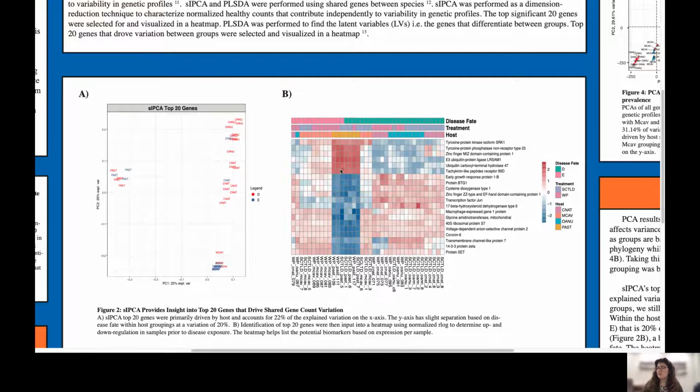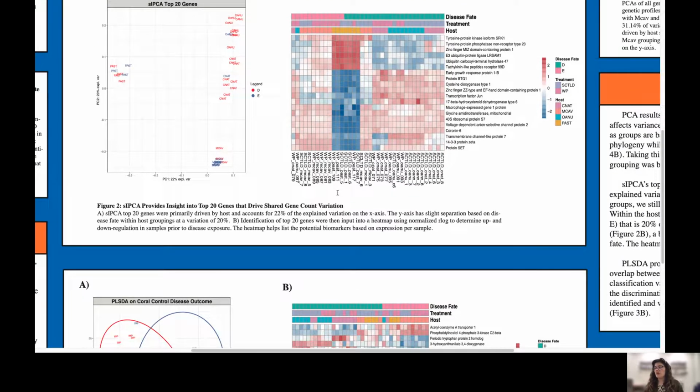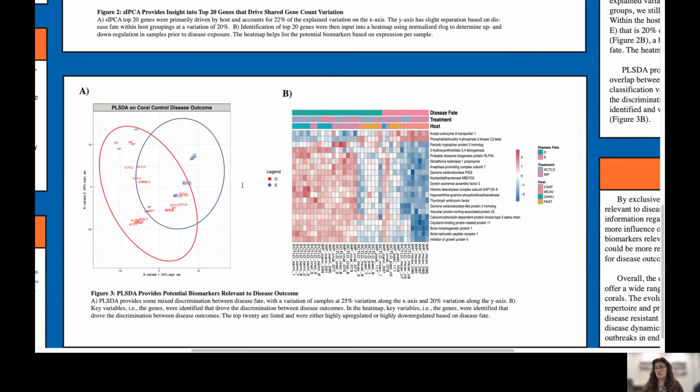We're still seeing host obviously driving a lot of this, but we are seeing some different patterns based off the disease fate. This is an unsupervised approach, so it's not taking into account our disease fate. So we can use a supervised approach like PLSDA in order to discriminate between the outcomes. And so we can see that we do have some discrimination that occurs. There is some overlap, but taking out the top 20 genes that are driving this discrimination, we can see that there is some differentiation between a disease fate.